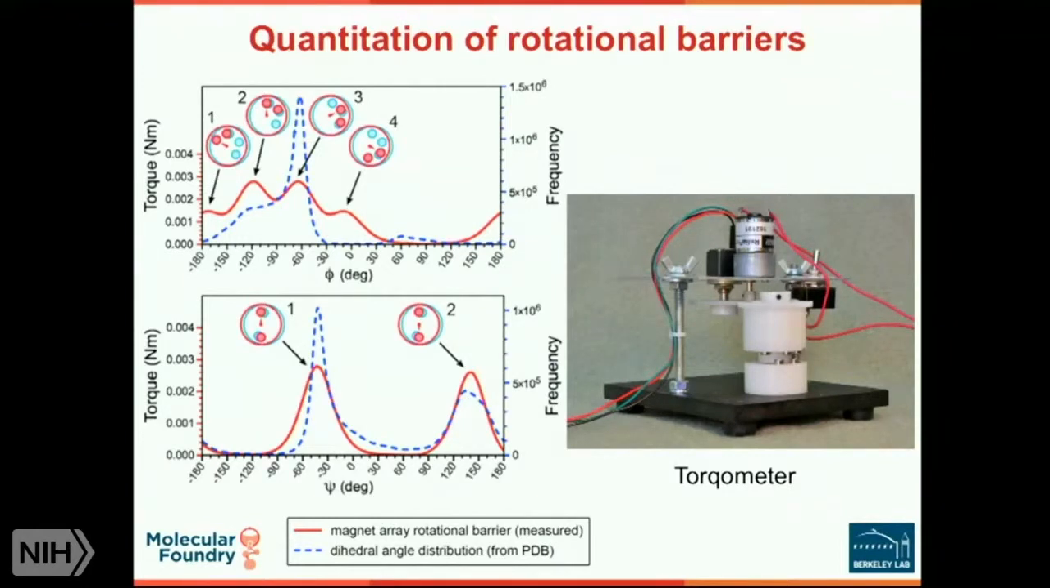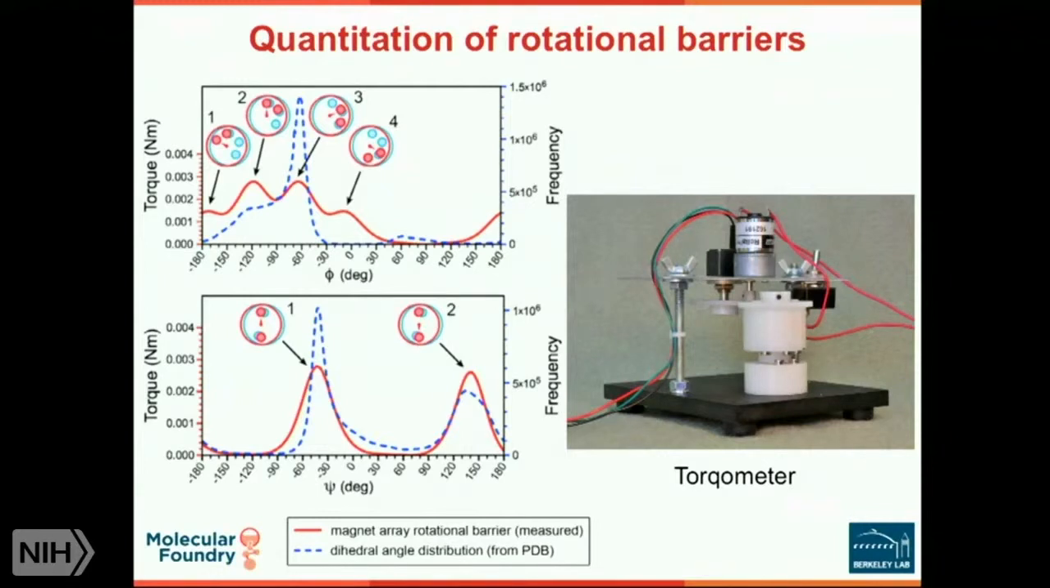What we're looking at here: blue is the distribution of bond angles that we see in the Protein Data Bank, and the red shows the rotational barriers that we measure by putting these magnets in. You can see that for psi, we have a very accurate reproduction of what we see in the PDB. For phi, it's not quite as good, but it still centers this region of angle space for the model.